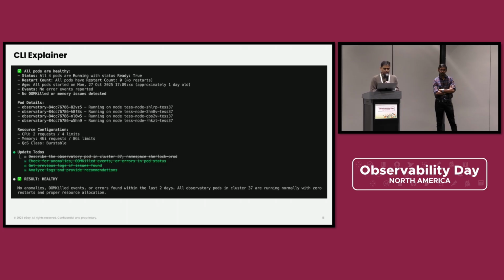In this particular example, we can see that for the 4 pods we were interested in, it gave the information on where it's running and what CPU and memory configuration it has, and it also mentions that there has been no restarts. So it brands it as healthy, and it also has a to-do list of what all things it did. It looked at the logs and the health of the pod, and it gave the result saying it's healthy.